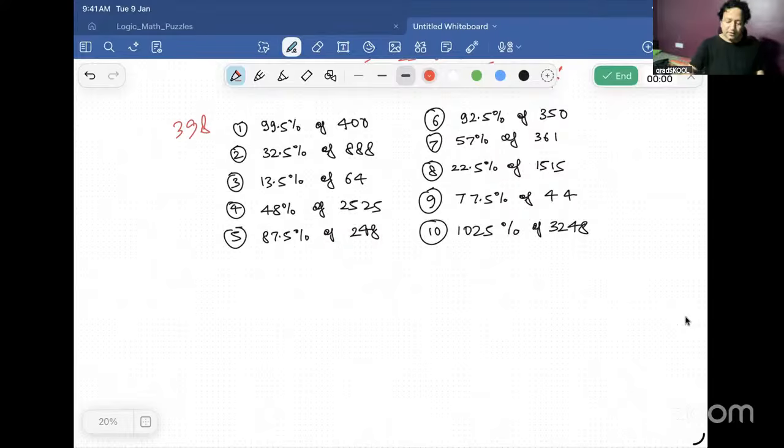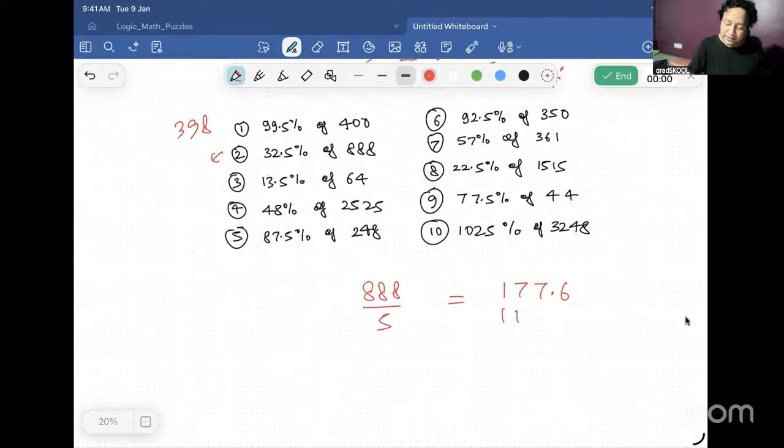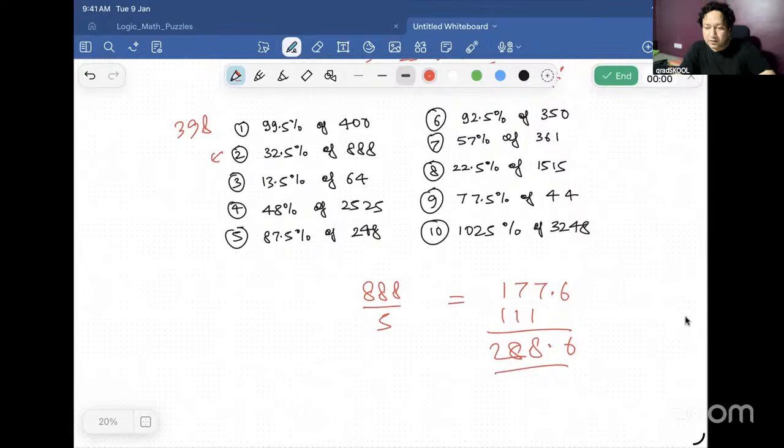Got it? Coming to the next one, 32.5%. This is 20 plus 12.5. 20% of 888 is 1/5, isn't it? So divide by 5, what do you get? 5 ones are 5, 5 sevens are 35, 177.6. That's what I get. And 12.5% is 1/8, that is 111. Let's add that and get the answer. We get 288.6. Clear? Aditya got this right. Very good, Aditya.